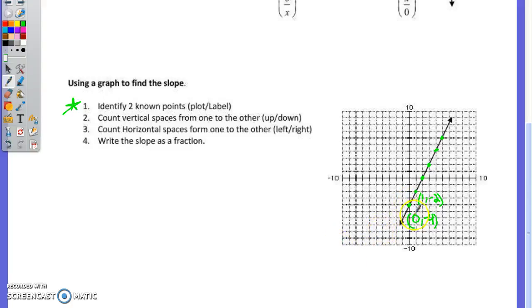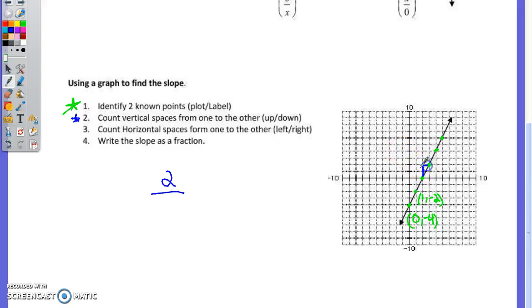So I could pick this point and this point, but we're going to have to reduce that fraction. If we pick two that are right next to each other, we won't have to reduce it. Once you identify 2 points, then you count your vertical spaces from one to the other. So if I start from this and I go up 2, I'll indicate that as a positive 2 because I'm going up. And on the denominator, we go to step 3, count your horizontal spaces from one to the other.